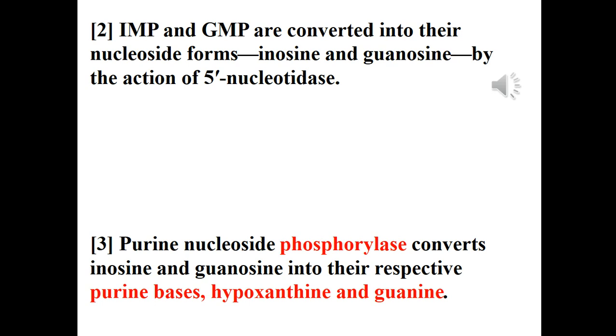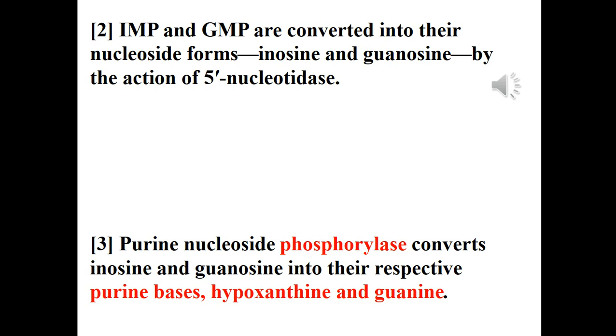Inosine is a nucleoside, hypoxanthine plus pentose sugar. Guanosine monophosphate is converted to guanosine, a nucleoside, guanine and pentose sugar. The enzyme that catalyzes this reaction is 5' nucleotidase.